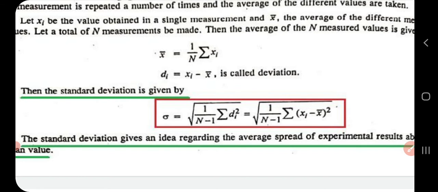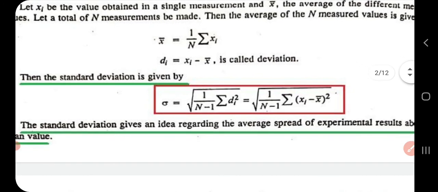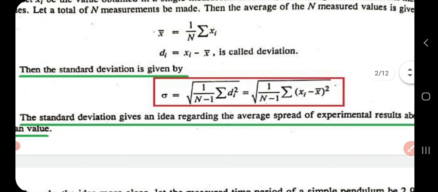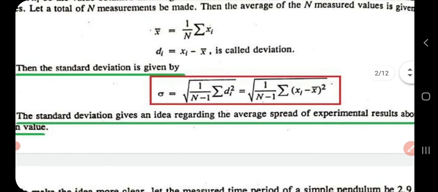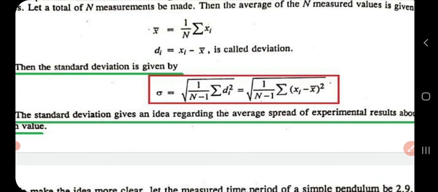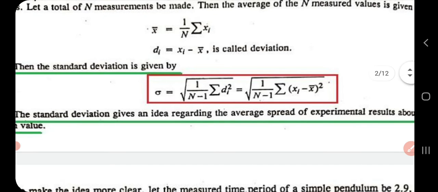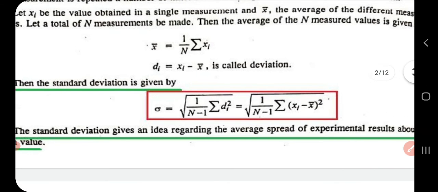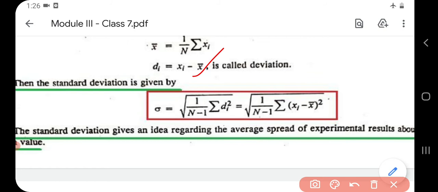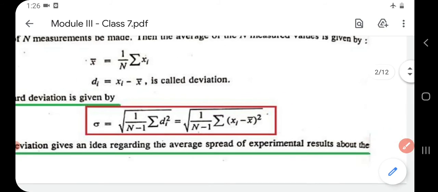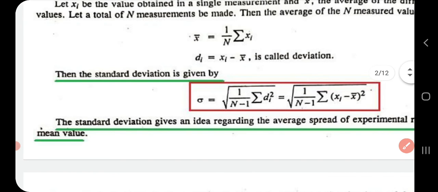Now xi minus x bar, that is the measured value minus the average value of all measurements, is called di, that is deviation. The standard deviation is represented by the letter sigma. It is given by the square root of 1 by n minus 1 sigma di square, or root of 1 by n minus 1 sigma of xi minus x bar the whole square, because di is actually xi minus x bar. Now the standard deviation gives us an idea about the average spread of experimental results about the true value or about the mean value.